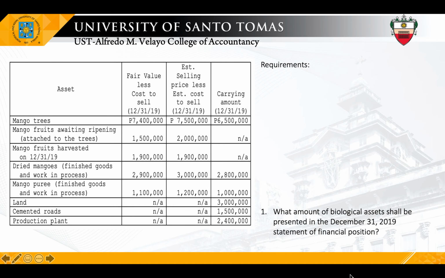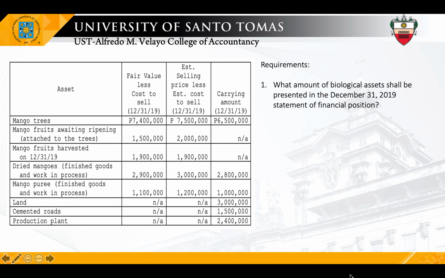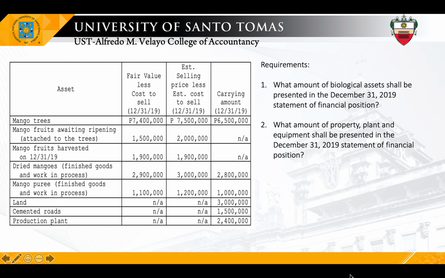Okay, so the requirements. Number one, what amount of biological assets shall be presented in the December 31, 2019 Statement of Financial Position? Number two, what amount of property, plant, and equipment shall be presented in the December 31, 2019 Statement of Financial Position? And number three, what amount of inventories shall be presented in the December 31, 2019 Statement of Financial Position? So, for us to answer this problem, let us again try to remember the definitions of biological assets, PPE, and inventories as defined in the respective standards.